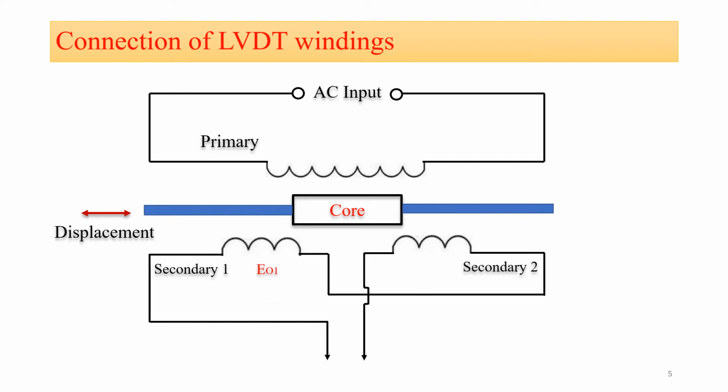Here EO1 is the EMF induced in secondary winding 1. Similarly EO2 is the EMF induced in secondary winding 2. As I told you, these two secondary windings are connected in series opposition. That's why the total EMF induced will be equal to EO1 minus EO2, where EO1 and EO2 are the EMFs induced in secondary winding 1 and secondary winding 2.